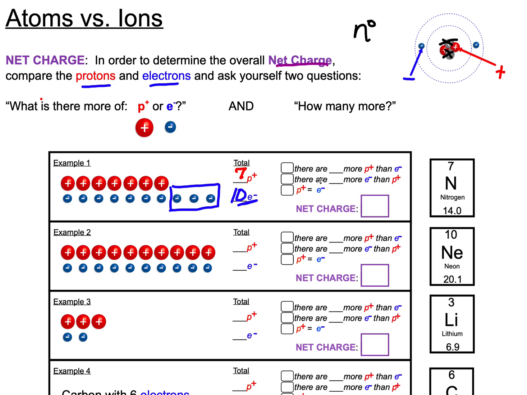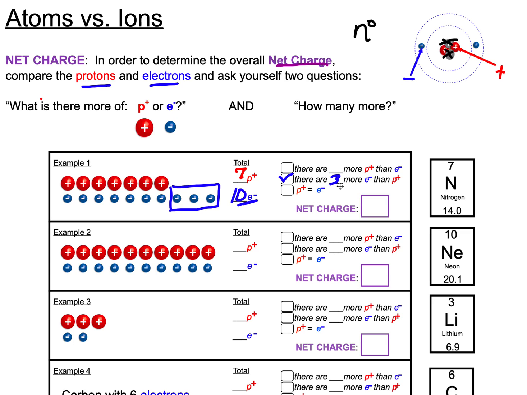So over here, we're going to check off this box. And we're going to write there are 3 more electrons than protons. If there was only 2 here, we'd put 2 more. If there was only 1 extra, we'd put 1 more. But right now we have 3 more. So we're going to use this line to help us think about what the charge is going to be.